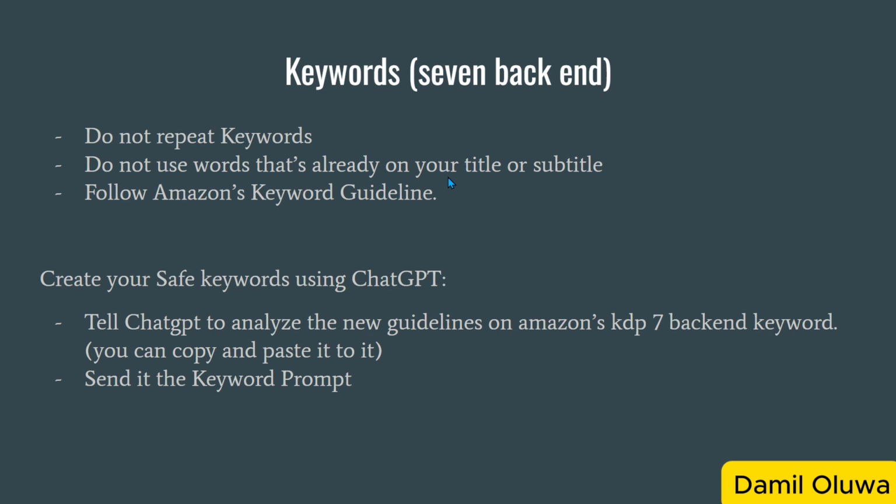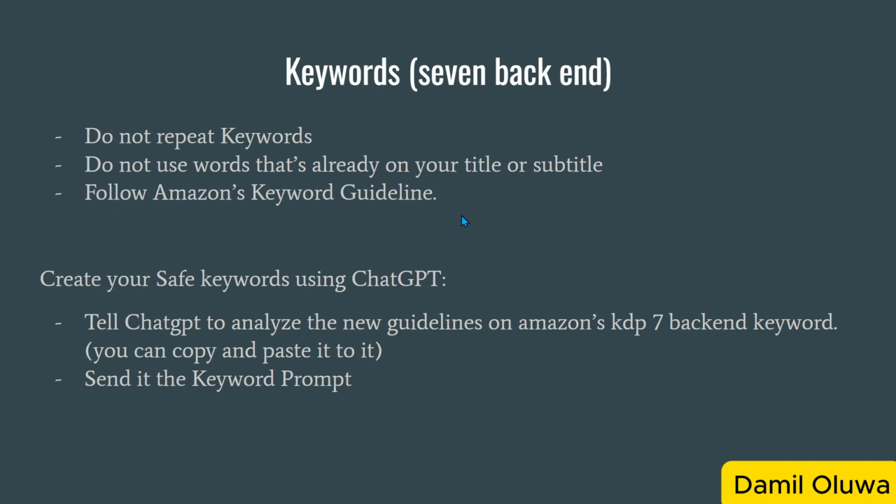It's not compulsory that you fill in all 7 keywords. You don't need to fill everything. If you have 5, go along with the 5. You don't need to keep repeating what you put in one just so everything is filled up. That's the easy way to get your book blocked. Also, do not use words that are already in your title or subtitle. This is very compulsory.